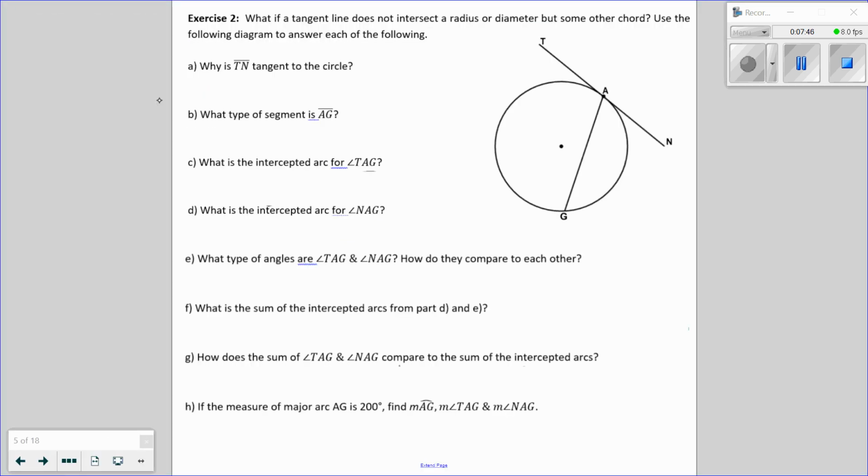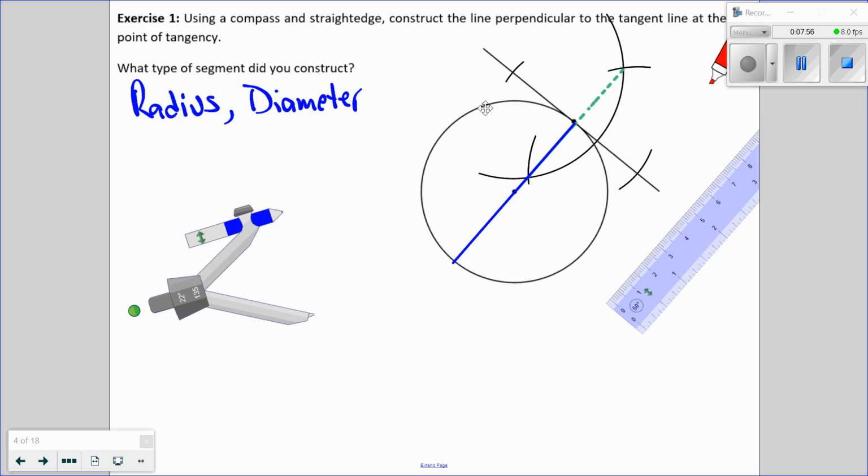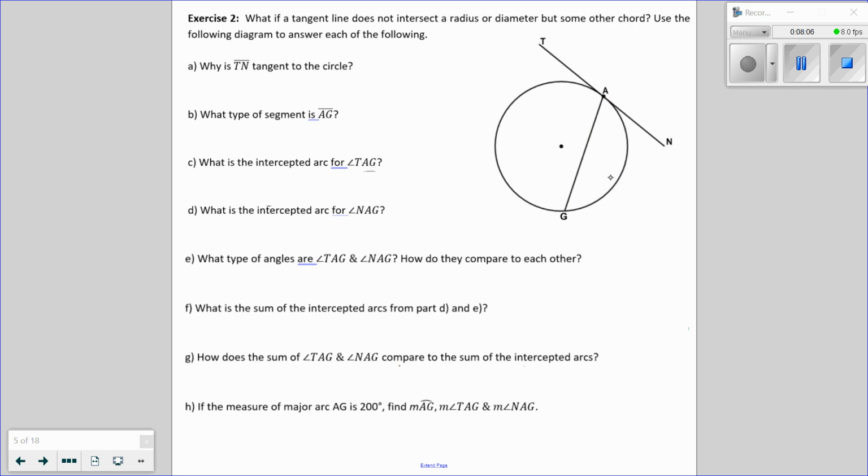What if a tangent line does not intersect a radius, but some other chord? Use the following diagram to answer each of the following. So if we have a tangent line connected to a diameter, we know the angle is going to be 90 degrees. But what if we have a tangent line connected to a chord that's not a diameter?